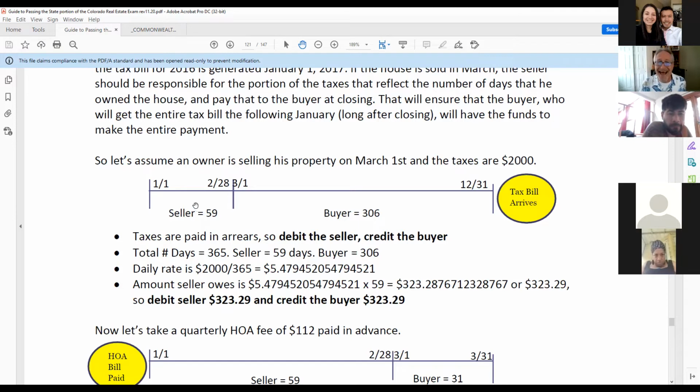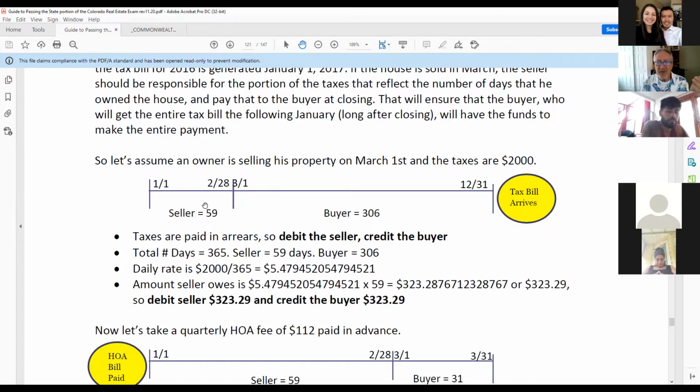Seller owes this tax to the buyer, but the bill doesn't come until next year. So therefore, at closing, seller will give a credit to the buyer, monies to cover the taxes for the bill that comes next year. Follow me? So that's why there's going to be a credit to the buyer from the seller for the taxes that the seller occupied the property during this time frame. Seller owes those to the buyer.